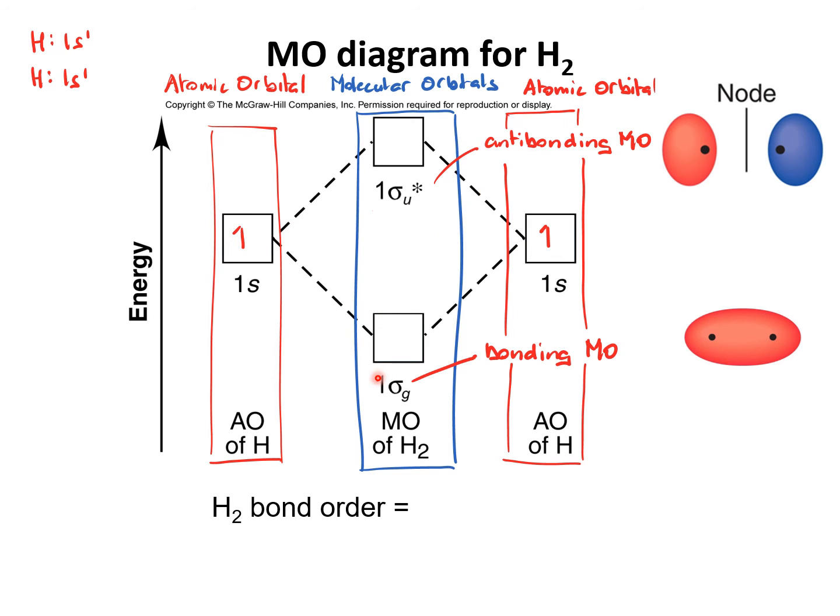And those 2 electrons we now fill in the MO part of the diagram. So according to the Aufbau principle, the first electron goes in the lowest energy molecular orbital, which happens to be the 1 sigma g bonding MO. And that's where that electron would go.